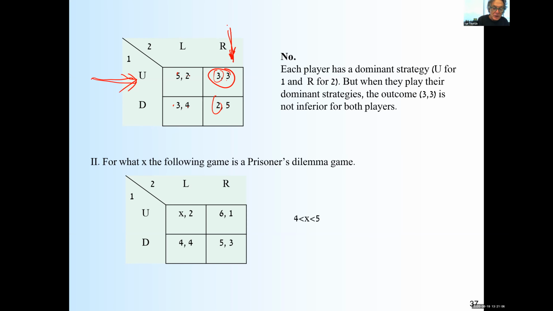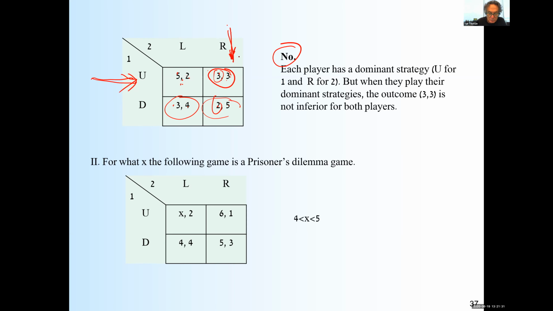It cannot be inferior to 5-2, because 3 is more than 2. It cannot be inferior to 2-5, because 3 is more than 2. However, if at all it should be inferior to 3-4, it is inferior for player 2 but not for player 1, and therefore it is not inferior. Inferior means that you have an outcome which is better for both players. So the answer is it is not a prisoner's dilemma game.